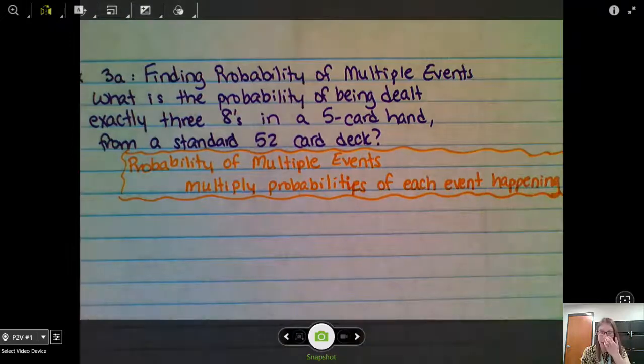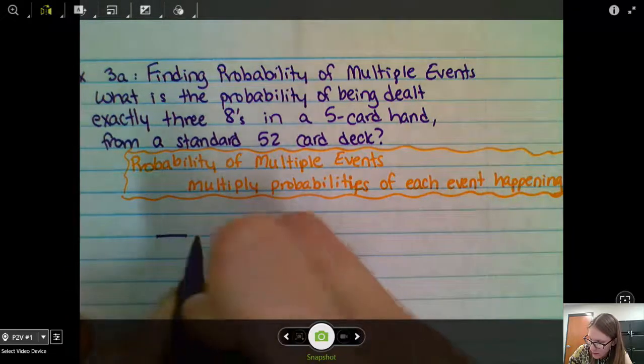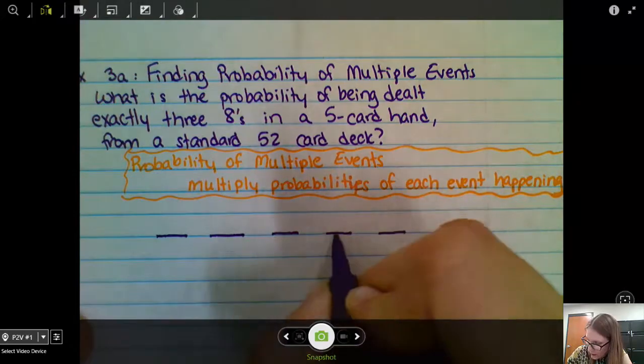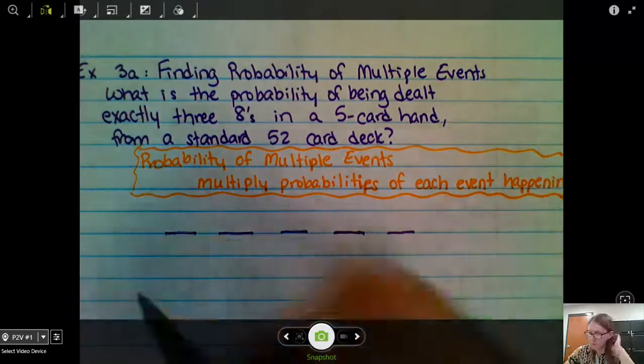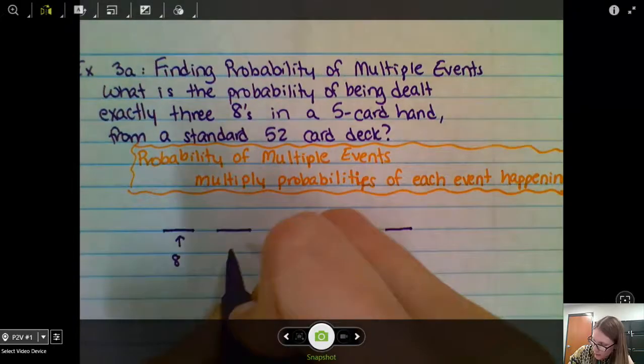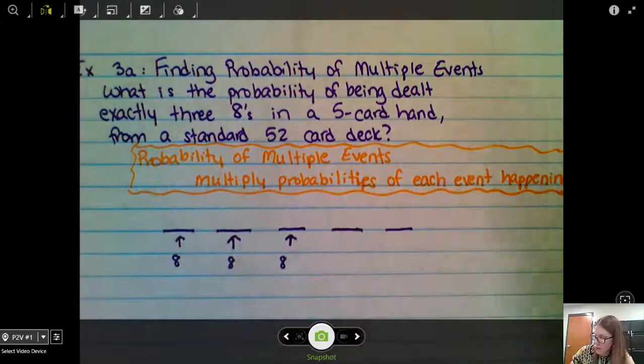Okay. So in this case, I am getting dealt a hand from a deck of cards, 52 cards, okay? I want to have in my 5-card hand exactly 3 8s. The other 2 cards, it really doesn't matter. So I'm just gonna put a little diagram down here, I guess. So 5 blanks representing my 5 cards in my hand. I need this to be an 8. I need this to be an 8. I need this to be an 8. And then the other 2 cards don't matter.